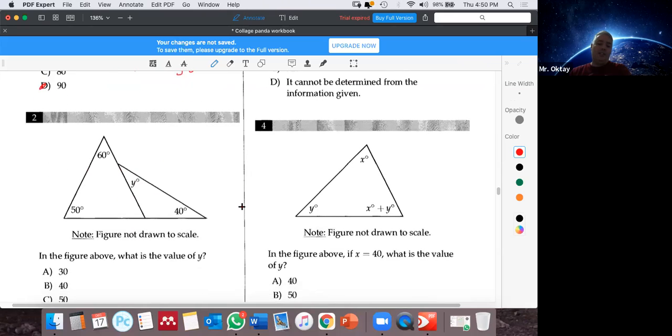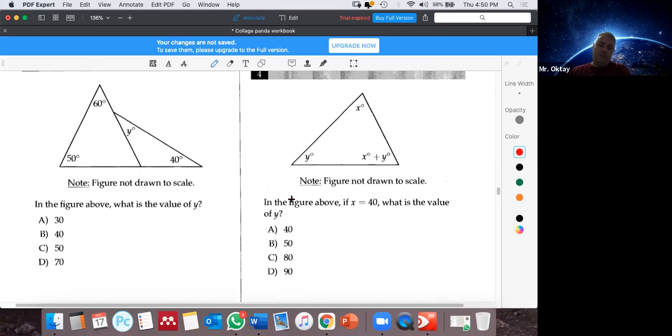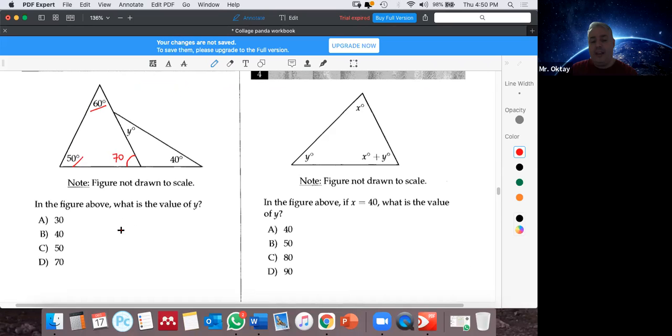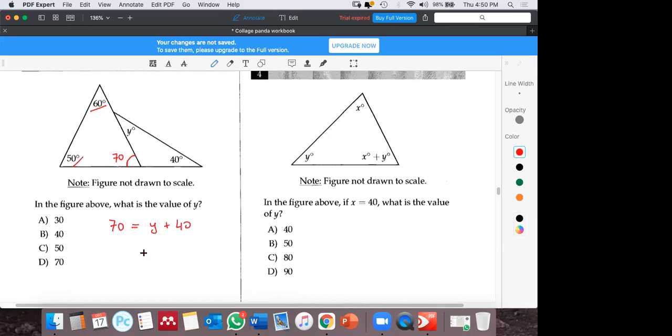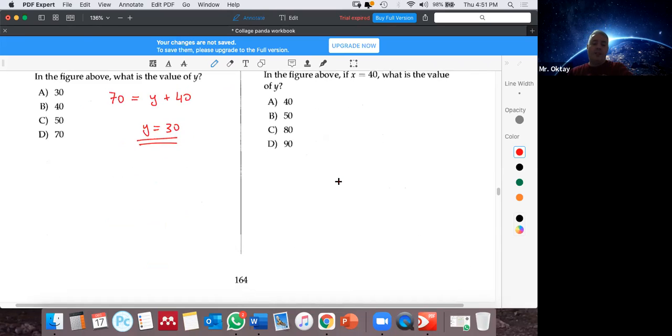Okay, question number 2. Step by step, you can go. 60, 50, 110. So what is left? 70. And then exterior angle again. It will equal 70 equals 40 plus y, so 30. All of us agree for this? Okay, all of us, okay?